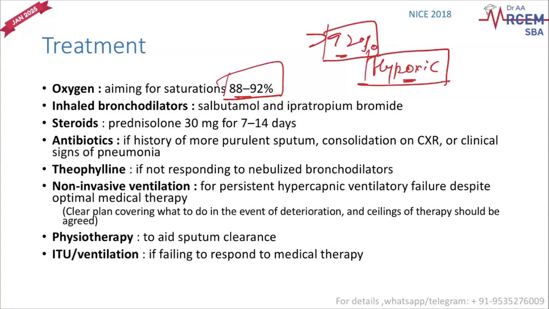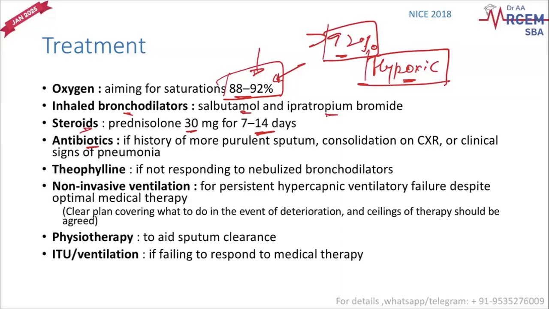This is more theoretical, and if you ask me, it is still under research. We do not have enough evidence to say why we need to maintain between 88 to 92. But many clinical trials, if not all, have shown that maintaining saturations between 88 to 92% is the best approach for a COPD patient. For that matter, for any type 2 respiratory failure patient, it is the best approach. Then you start the bronchodilators, salbutamol and ipratropium, similar to asthma, no changes. Steroids, you start with 30 mg. Here you give it for a longer time, 1 to 2 weeks. Antibiotics: most of the patients, if not all, get antibiotics.